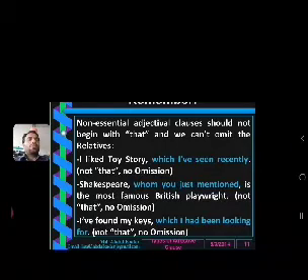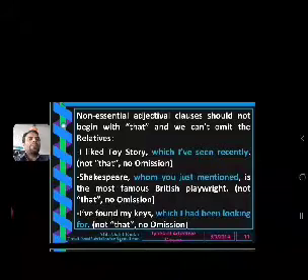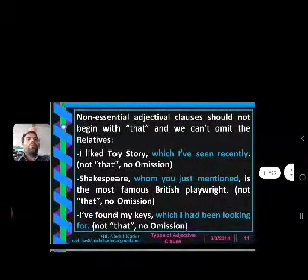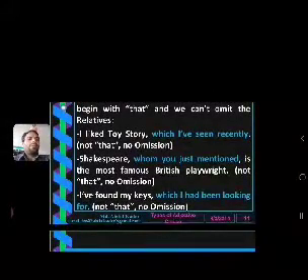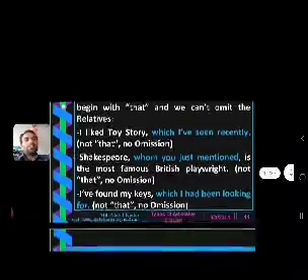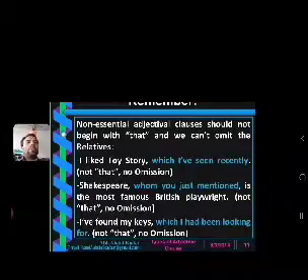Like Shakespeare, whom you just mentioned, is the most famous British playwright. Not that. Here we have not used that, and whom, the relative pronoun, should not be omitted. And then again, I have found my keys, which I had been looking for. Here again we are not using that, and we are not omitting the WH word which. So like this we can use non-essential adjective clauses.